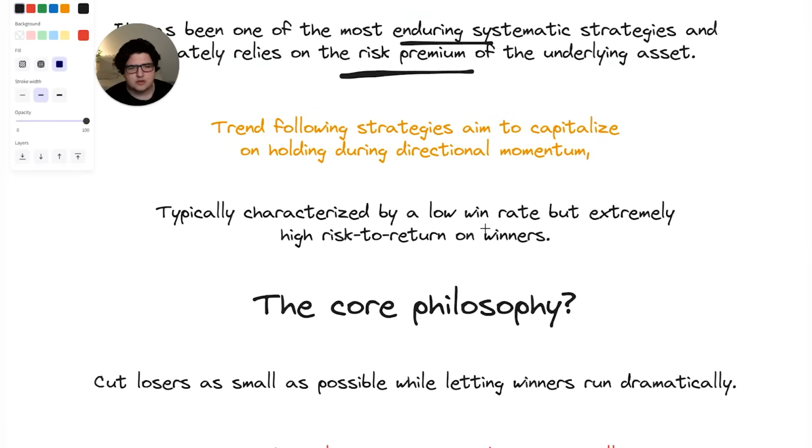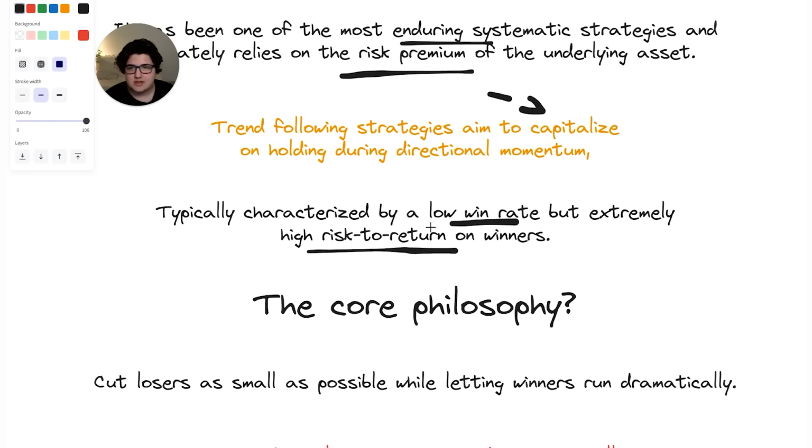Now, what do trend following strategies actually do? Well, they aim to capitalize on holding during directional momentum, meaning those trends upwards, so bullish trends, and bearish trends. Typically, they are characterized by a low win rate, but an extremely high risk to return on winners. Now, individually, win rate or risk to return doesn't really matter, but when combined, that's what actually makes a profitable strategy, meaning you could have a very high win rate strategy and a very low risk to return, but it's still going to be a very profitable strategy.